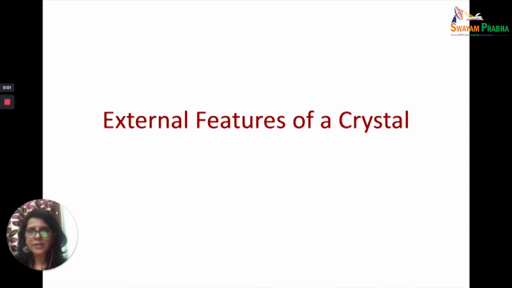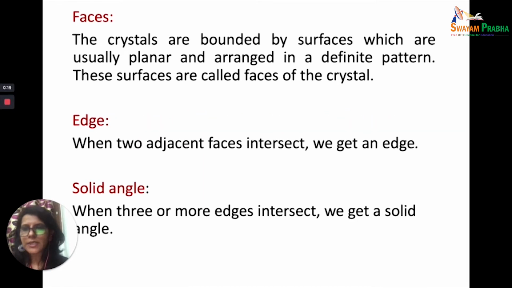Before we start with taking a look at the symmetry in the crystals, let's just recall what are the features of a crystal. We have already discussed them in the previous lecture, but let's just do a recall or recapitulation of that part. So the first thing is, what is a face, or what are the faces in a crystal? So those planar surfaces that you see in a crystal are called the faces. So in a crystal, you will see there are many planar surfaces. All those planar surfaces are called faces of the crystal.